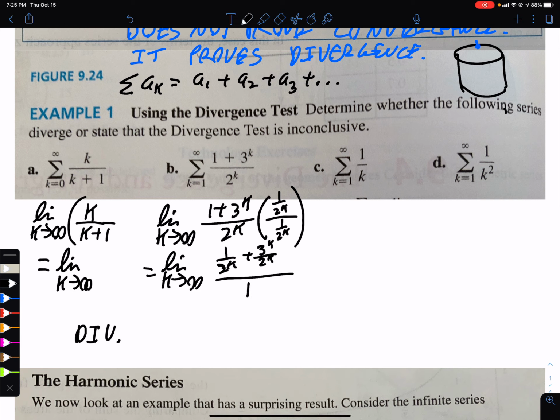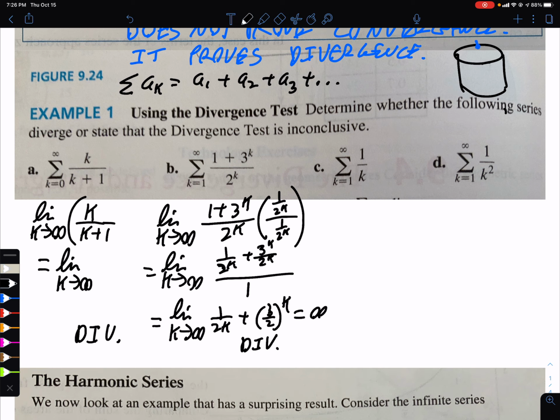And let's see what happens here. This will get us the limit as k goes to infinity of 1 over 2 to the k plus 3 over 2 to the k. Now, we are in a good position right now because let's look at this. That goes to 0. But this is a number bigger than 1 going to infinity. That is going to be infinity. Since that does not approach 0, this will diverge also. So that's what's going on with that example.